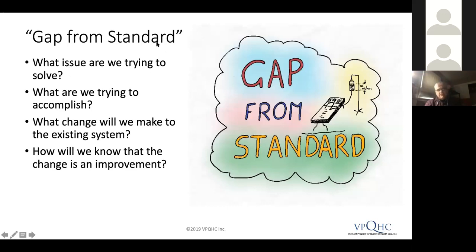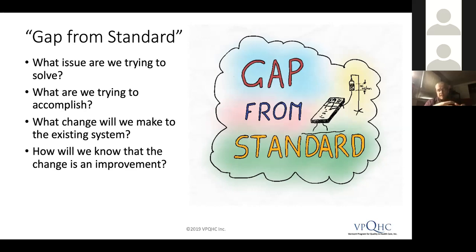These are what we call gap-from-standard problems. And in the book that I just described by Art Smalley, they actually categorize a couple of types of gap from standard. One of which is just straight troubleshooting, and the other is basic structured problem solving. So the question to be asking when you're thinking about gap from standard is, what issue are we trying to solve, and what are we trying to accomplish?